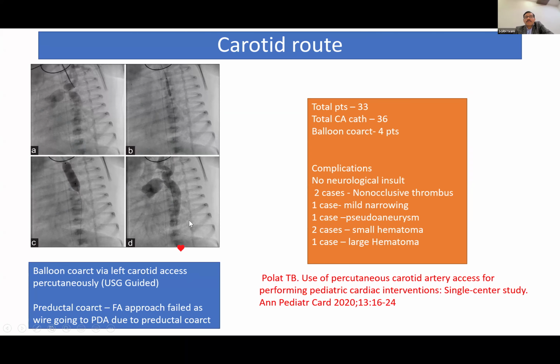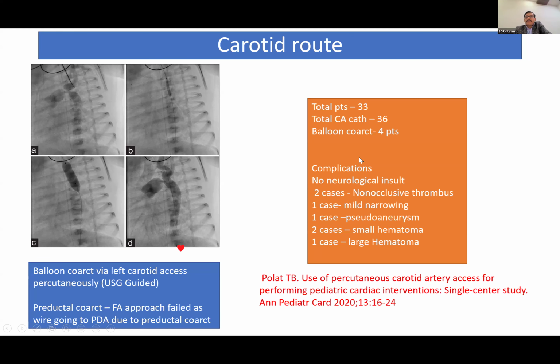And they found a particular importance of carotid access in preductal coarcts. The duct is here and the coarct is here. So when they were coming from the femoral artery, the wire was going into the ductus and they were not able to cross to the critical coarct segment. But from up, they could easily balloon it. So maybe this may be the scenario where you want to go antegrade. But again, if you go for axillary route, it may be easier actually.